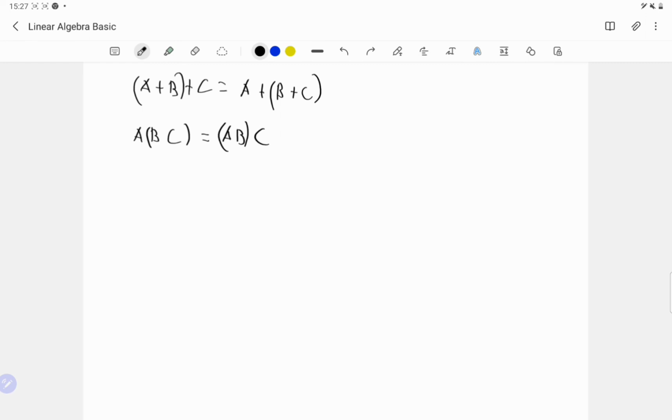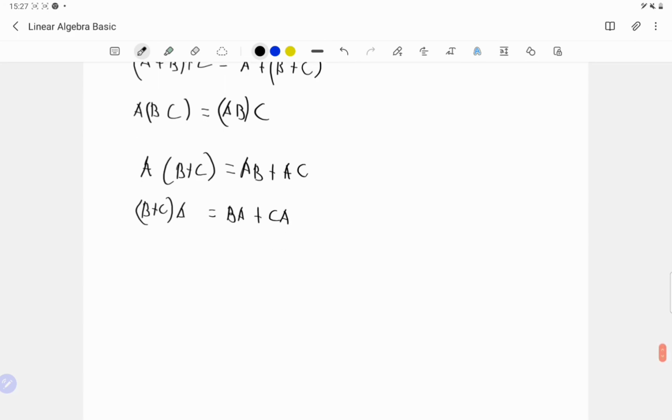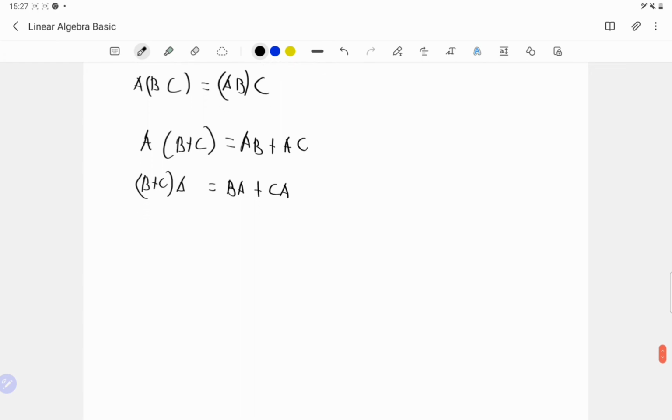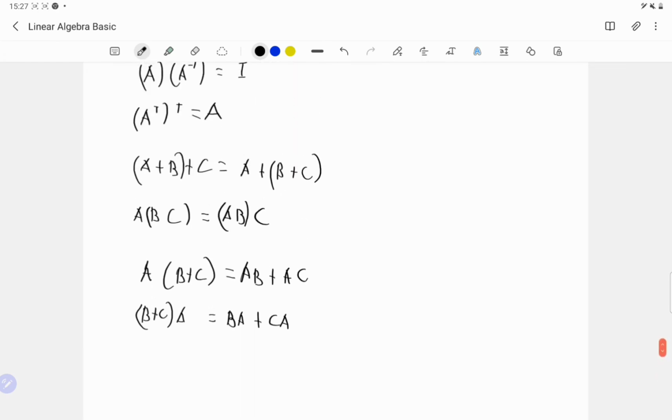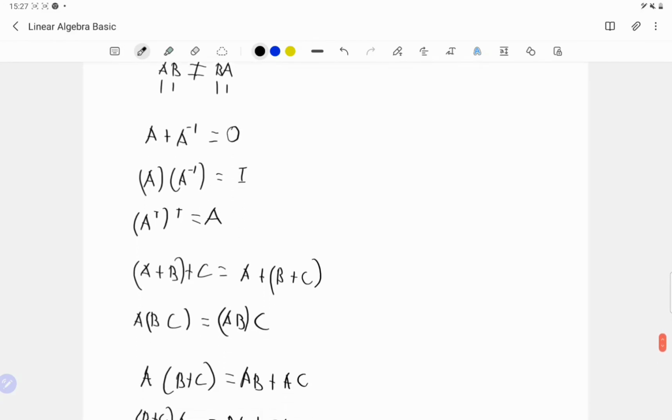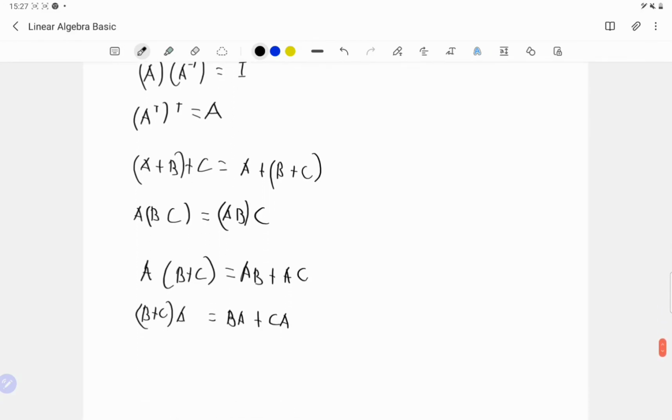Now let's move on to the distributive property. For example, A times B plus C is equal to AB plus AC. Okay, this is similar to normal algebra. Or B plus C times A is equal to BA plus CA. Remember, order matters. You cannot interchange this. And that's all for now, folks. You can try to prove that these theorems or properties are equal. So you can try it for yourself to prove that these are correct.